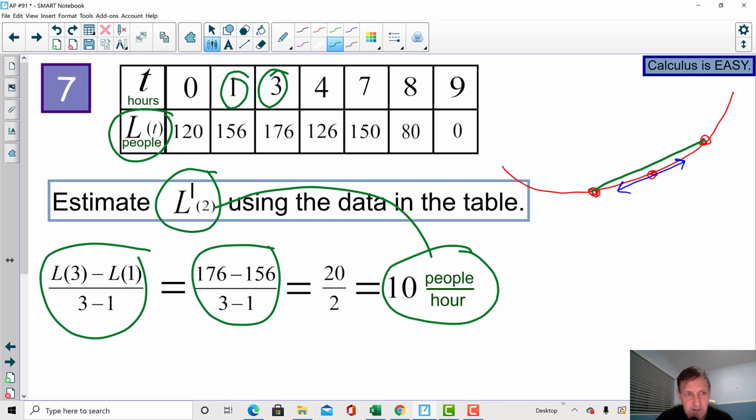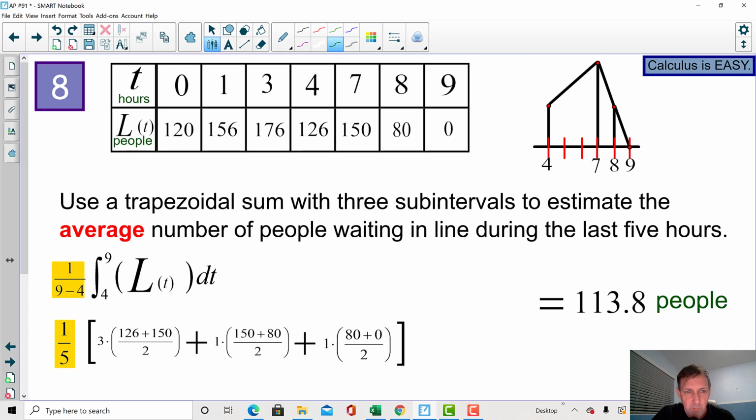All right, let's look at our last example. For number 8, they want us to use a trapezoid sum with 3 subintervals to estimate the average number of people waiting in line during the last 5 hours. So the last 5 hours would be from t equals 4 all the way to t equals 9. Now, if we wanted to find the average number of people waiting in line, well, L of t tells us how many people are in line. So we want the average value of that. So we're going to do the integral from 4 to 9. And then in the front, we have to do 1 over 9 minus 4.